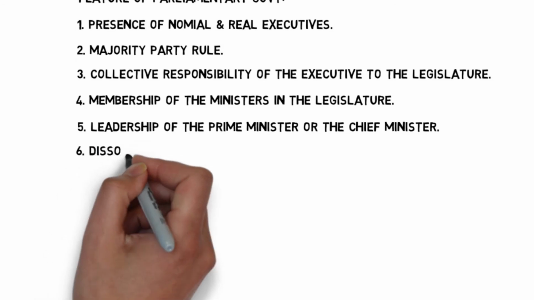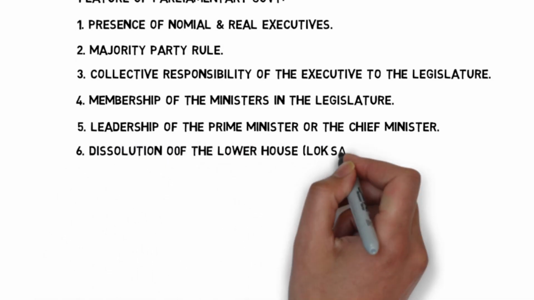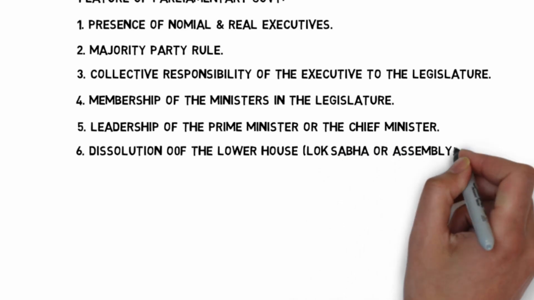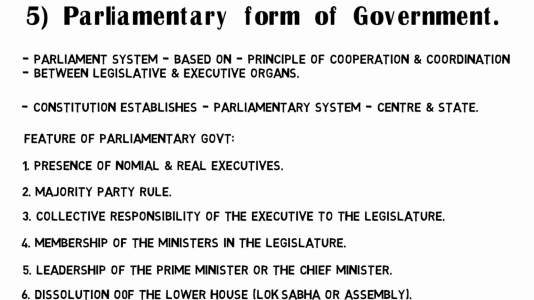And the last, dissolution of the lower house, that is Lok Sabha or assembly, is possible in parliamentary form of government. And we have seen that every time when the new election comes and the results have been declared, the government has to be dissolved so that a new government can take over the power. So these are some of the very important features which are very important to understand how the parliamentary form of government is running in India.